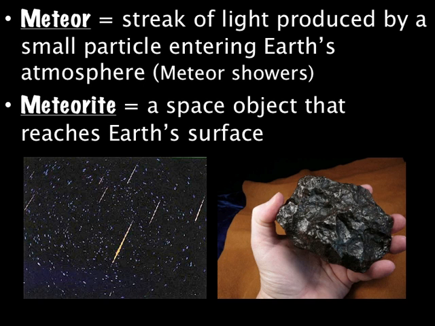On the bottom left-hand side, there's a picture of a meteor shower with the meteors only entering into the atmosphere. That's why we see them as a line, and it burns up in the atmosphere, so it can't reach Earth.